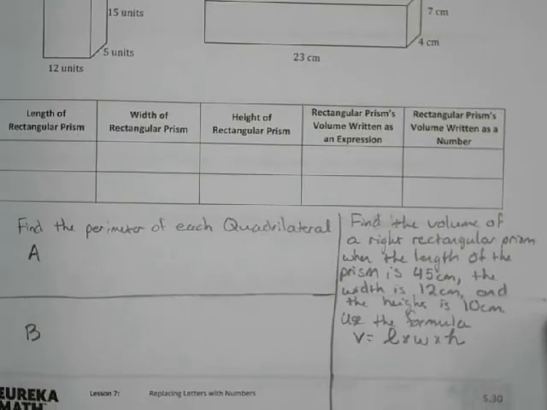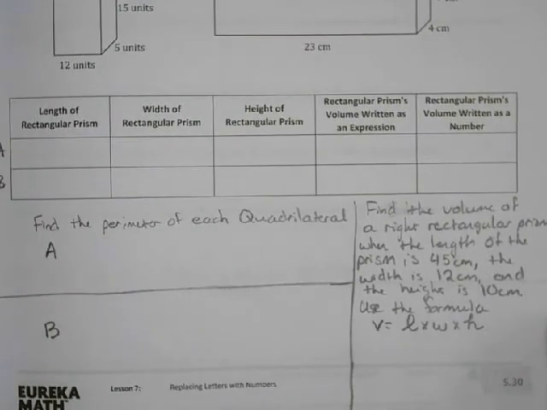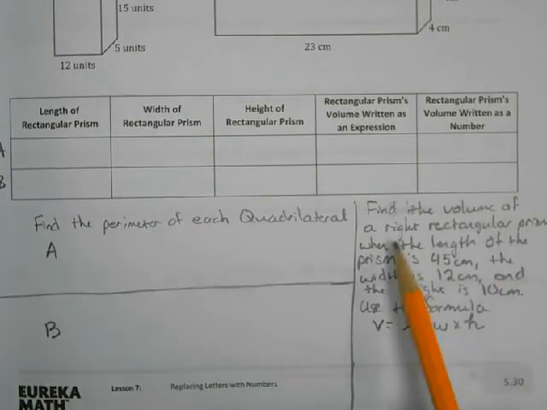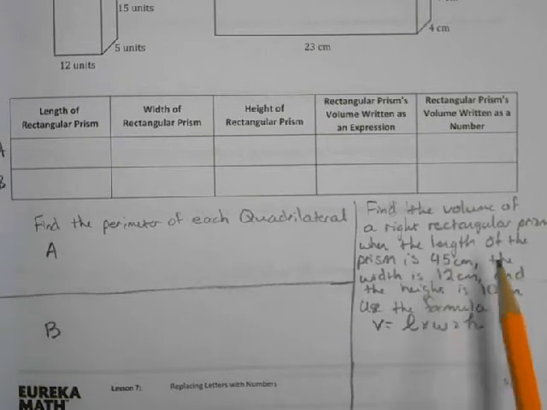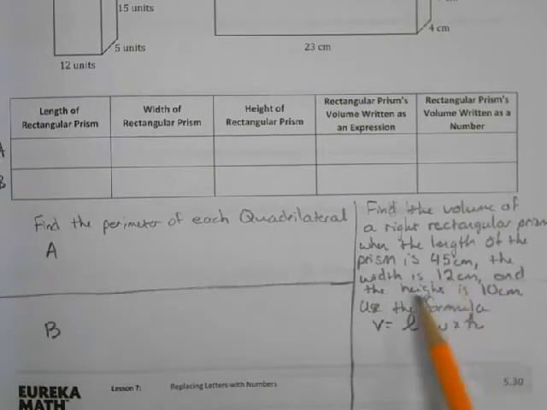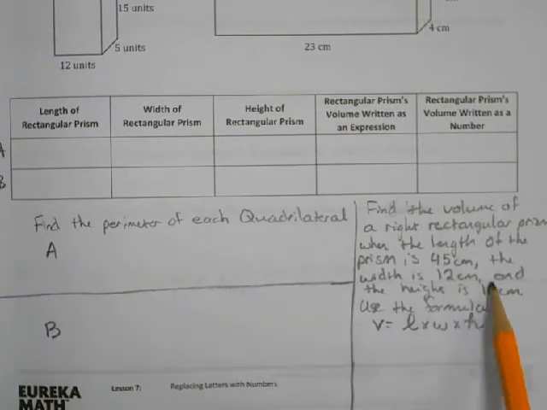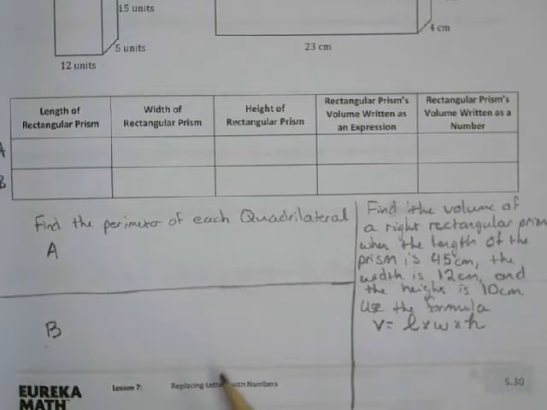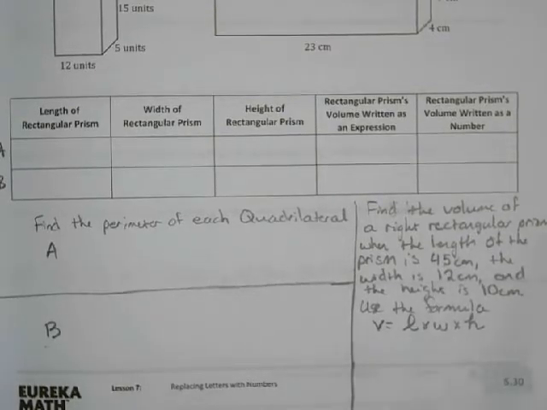So I would like you to pause your video at this point, write down what I wrote here. This says find the volume of a right rectangular prism when the length of the prism is 45 centimeters, the width is 12 centimeters, and the height is 10 centimeters, use the formula. So I want you to take these three values, plug them into your formula, solve it. And then I would like you to find the perimeter for each thing, and I want you to fill out that table. So please hit pause when you're done. You can come back, check your work before you go on to your problem set.